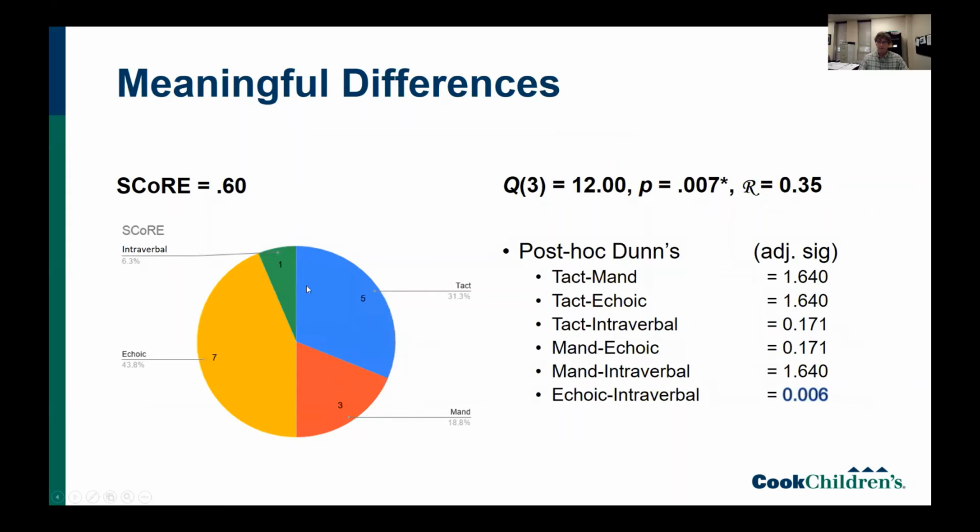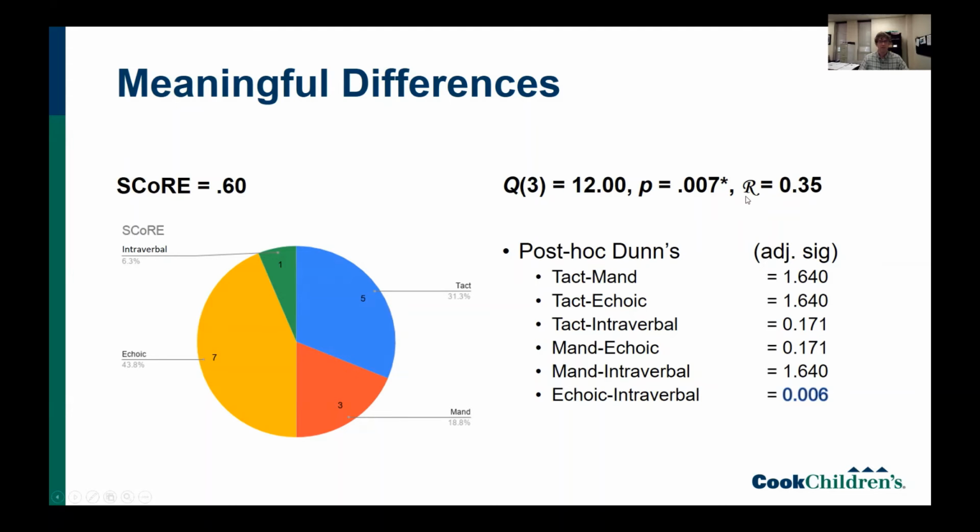So taking those data, we can develop a stimulus control ratio. Once again, we see that there are certain operants that are stronger than others. In this case, echoic is stronger than tact, which is stronger than mand, which is stronger than intraverbal. And again, our question is, are these differences meaningful? So when we run Cochran's Q with 3 degrees of freedom, we end up with a p-value of less than 0.05. So yes, it is significant.